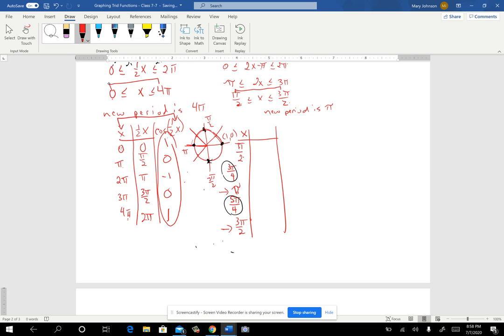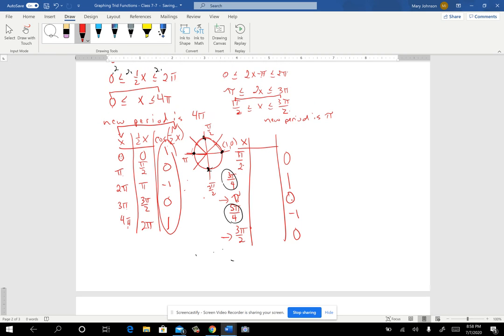So the sine should be 0. Okay. And then for the next key point, that's where 1 happens. For the next key point, that's where I'm back to 0. For the next one, I'm at -1. And for the next one, I'm back at 0. So that's what should happen.